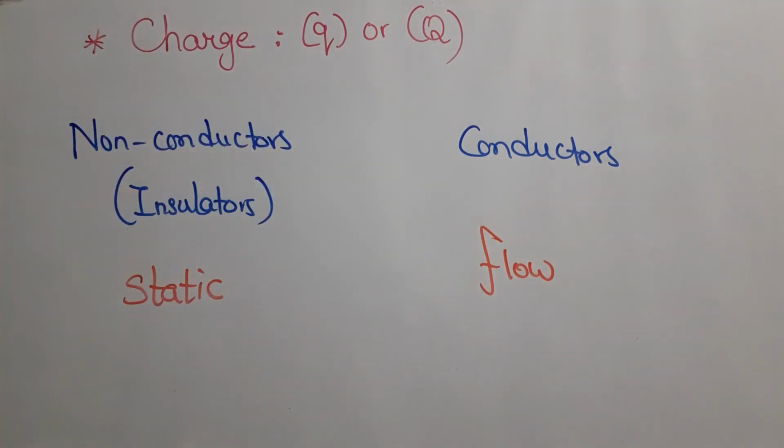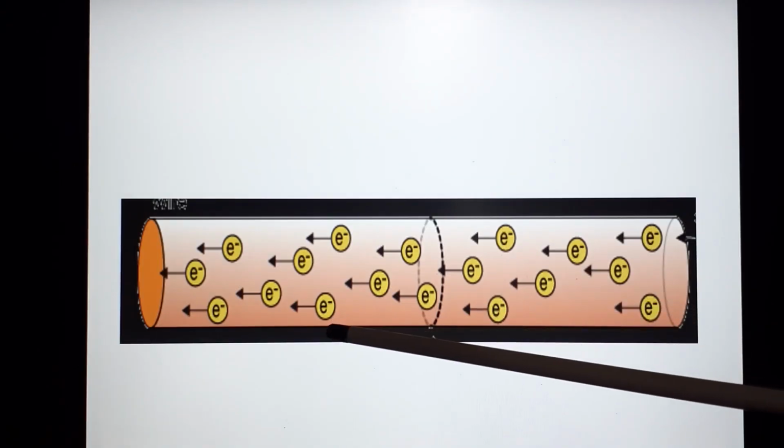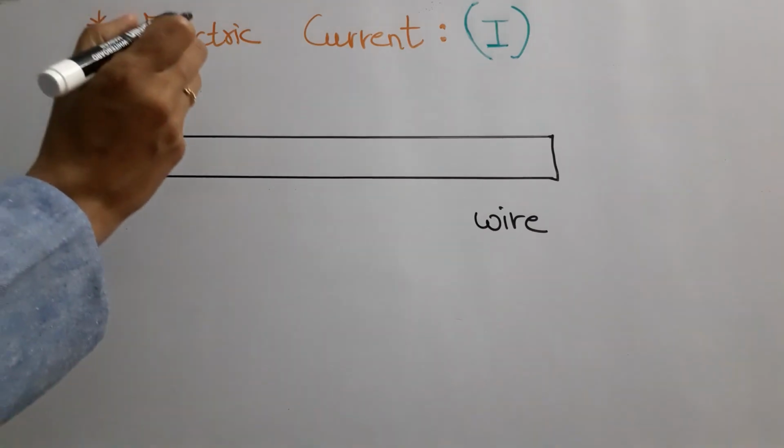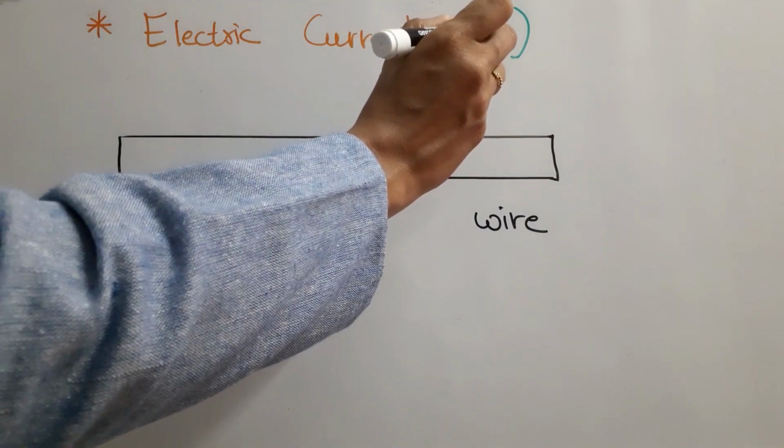and this flow of charges constitutes electric current. So, flow of current is nothing but flow of electrons in the wire. Now, we will start with topic electric current. It is symbolically represented by capital I.